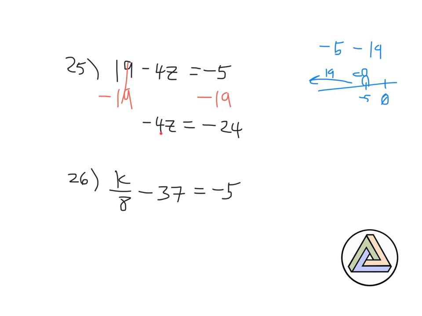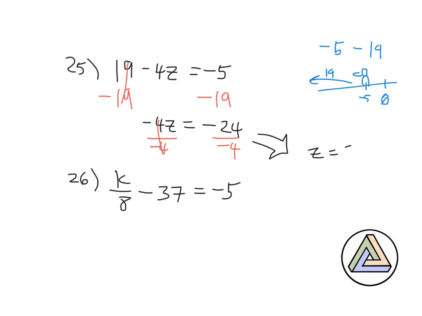So we're solving for z, so we got to get rid of that negative 4. We're going to divide both sides by negative 4. And therefore, we end up with z equals negative 24 divided by negative 4. First of all, is it going to be positive or negative? A negative divided by a negative is a positive, so we need to keep that in mind. And then we ask ourselves, well, what's 24 divided by 4?